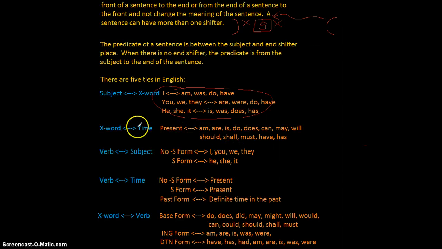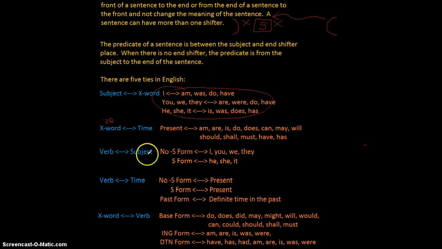We saw that X-words tie with time. And oops, I see that I left out my past forms. But we have 20 X-words. And all the X-words tie with time. So for example, in the present: am, are, is, do, does, can, may, will, should, shall, must, have, and has. But in the past, we have was and were, we have did, could, might, would, and had tie with the past.